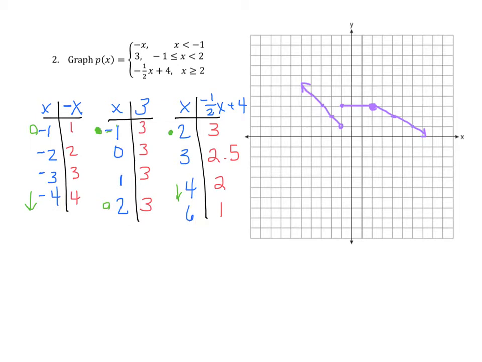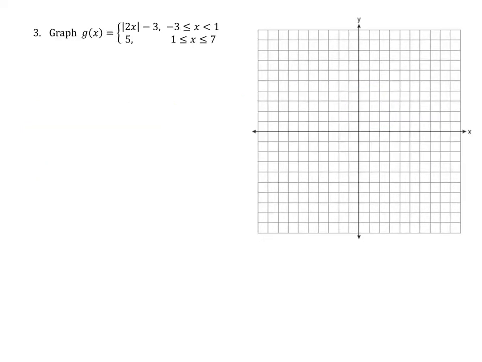All right, let's move on to the third one we're going to practice graphing. Okay, number 3, g of x is equal to the absolute value of 2x minus 3, and that's for the interval negative 3 less than or equal to x less than 1.